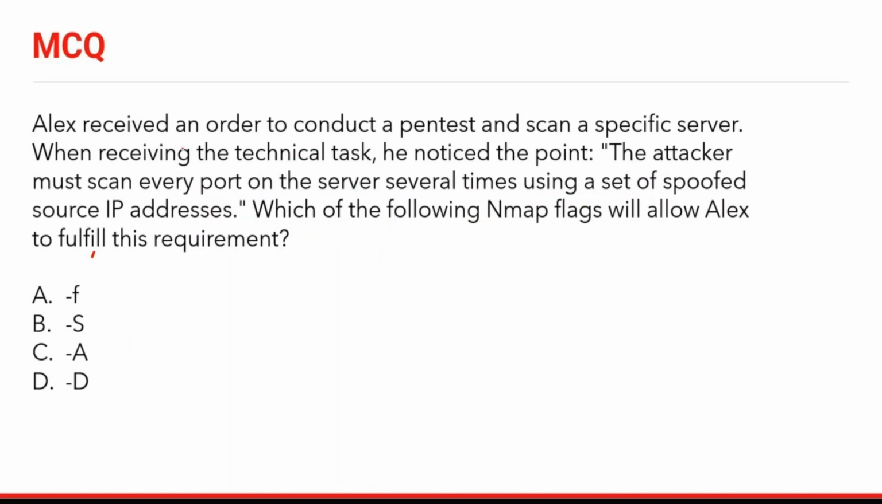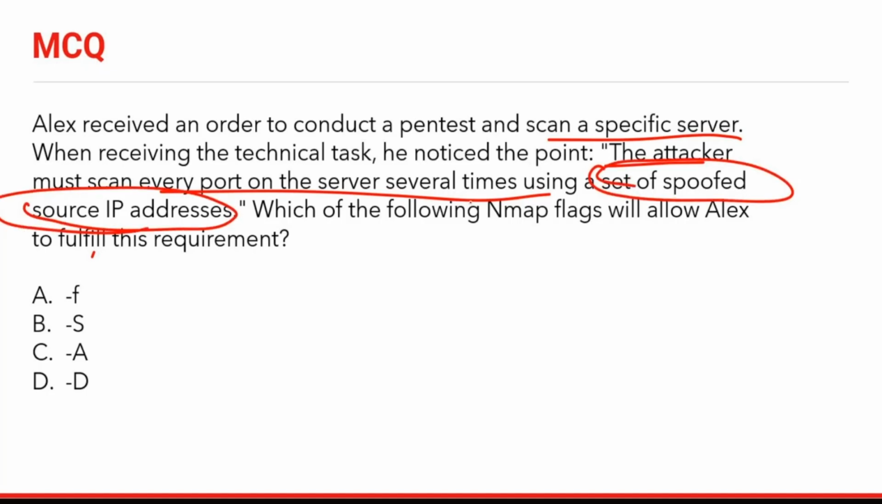Alex received an order to conduct a pen test and scan a specific server. When receiving the technical task, he noticed the point: the attacker must scan every port on the server several times using a set of spoofed source IP addresses. Which of the following Nmap flags will allow Alex to fulfill this requirement? A, B, C, or D?